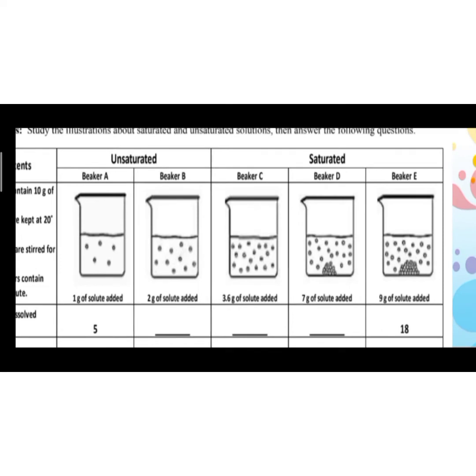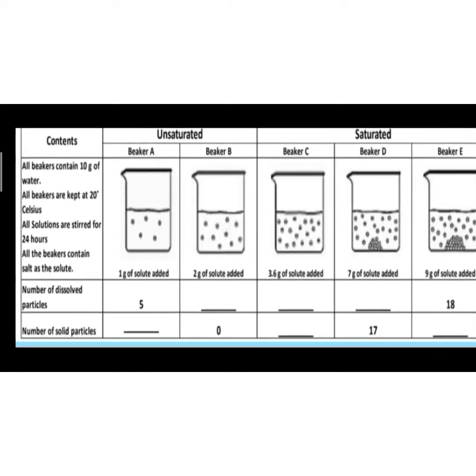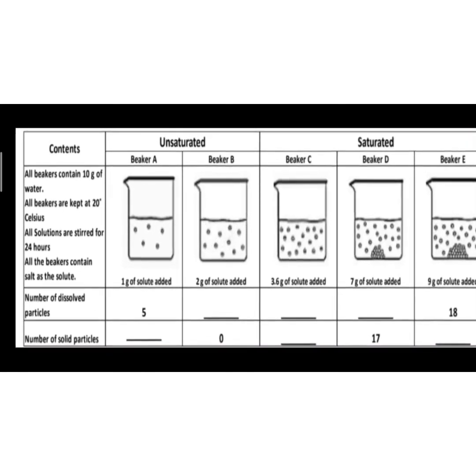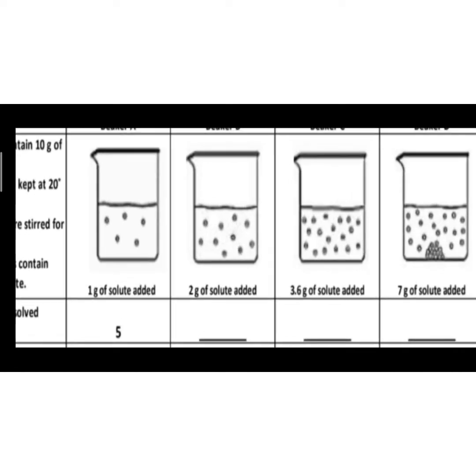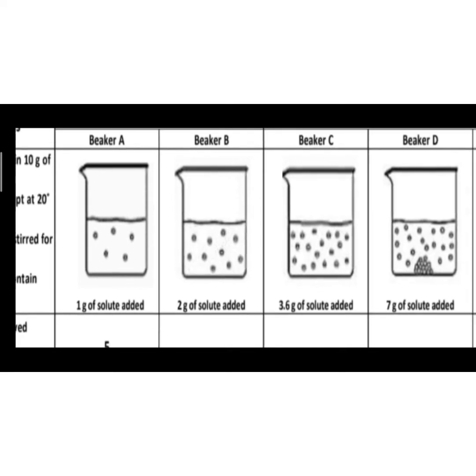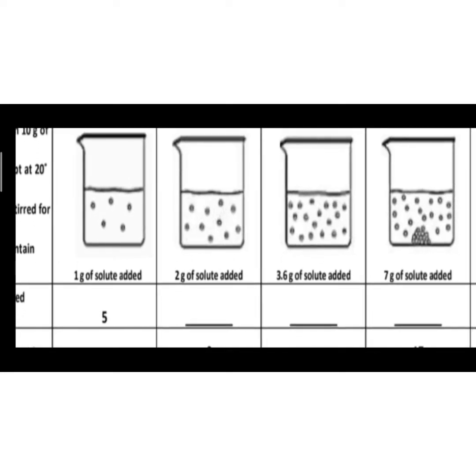So, ang gagawin nyo po is bibilangin nyo lang yung dots na nasa loob. Okay, for example, number of dissolved particles. Okay, dito, 1, 2, 3, 4, 5. 5 yung dots, so 5 yung nakasulat. So, dito, sa beaker B, okay, bibilangin nyo lang po yung tuldok.